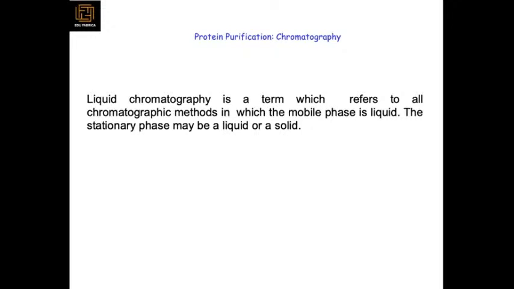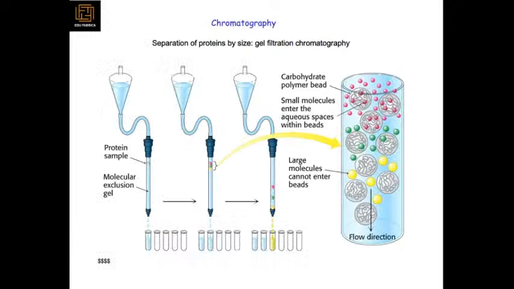Now comes protein purification with the help of liquid chromatography, where the mobile phase is liquid, and the stationary phase is also liquid, or it could be solid. Among the chromatography types, the first that we're going to discuss here is gel filtration chromatography, in which you separate your proteins by size.